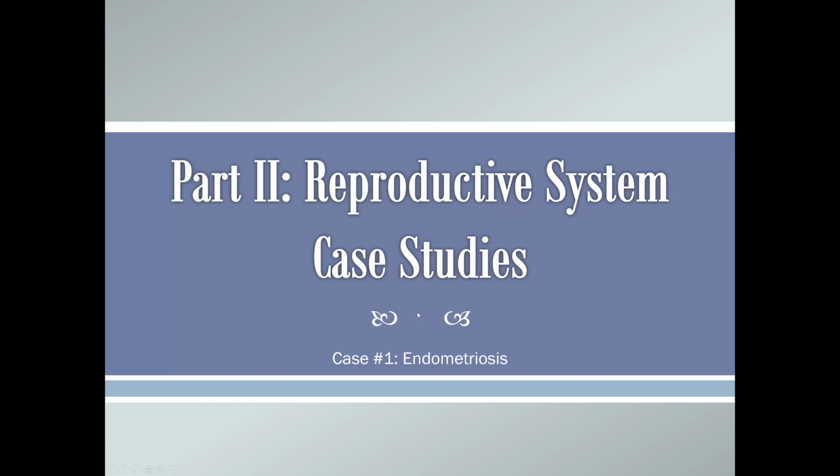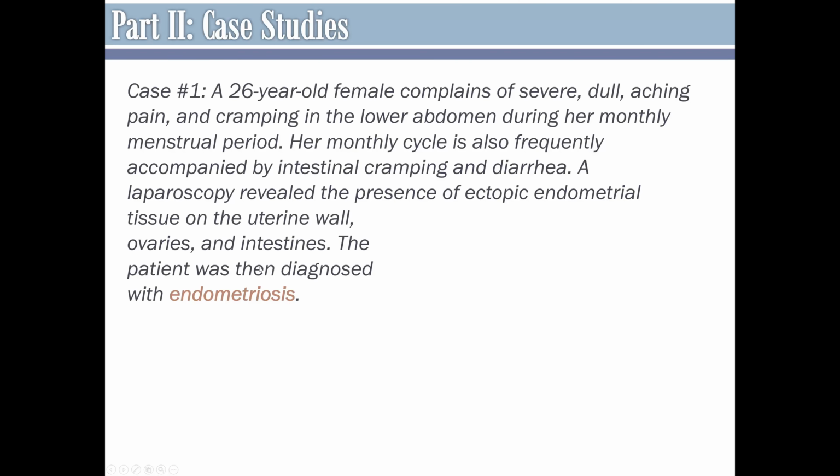So part 2, we're going to look at some reproductive system case studies. In case number 1, we're going to take a look at endometriosis. So case number 1, a 26-year-old female complains of severe, dull, aching pain and cramping in the lower abdomen during her monthly menstrual period. Her monthly cycle is also frequently accompanied by intestinal cramping and diarrhea. A laparoscopy revealed the presence of ectopic endometrial tissue on the uterine wall, ovaries, and intestines. The patient was then diagnosed with endometriosis.